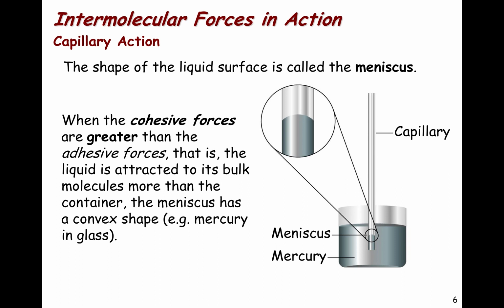It turns out that this is very different for a liquid like mercury interacting with the glass, where the attractive forces of the interactions between the various metal atoms are actually greater than the interactions between the mercury atoms and the glass itself. And so in this case, the meniscus that is observed, the curved shape, is actually a convex shape, as you see here in the diagram.